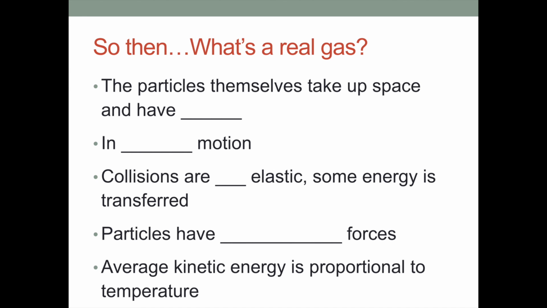So then you're probably asking yourselves what a real gas is. In a real gas, the particles themselves take up space and therefore have volume. They are still in constant motion, but their collisions are not elastic, meaning that some of that energy will be transferred between molecules or to the walls of the container. The particles do have intermolecular forces, and the average kinetic energy is still proportional to the temperature.